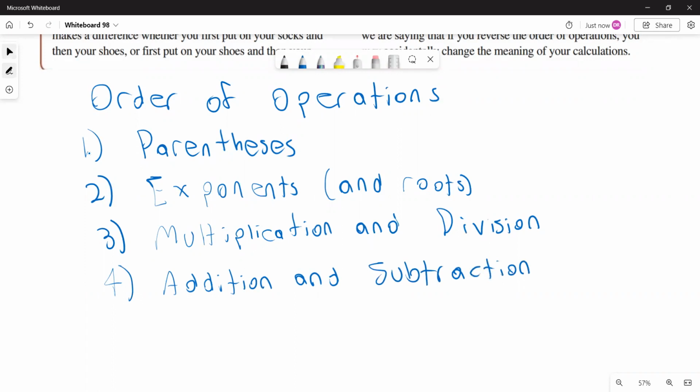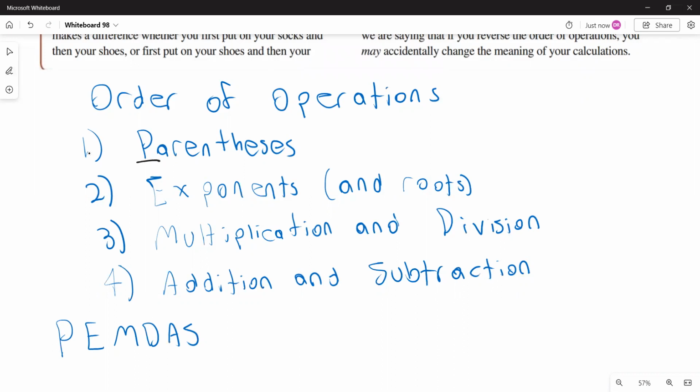So one way, the shortcut to remember the order of operations is the word PEMDAS. Or sometimes they say, please excuse my dear Aunt Sally. So that's P, E, M, D, and A, S.